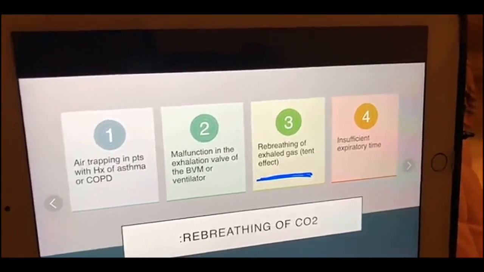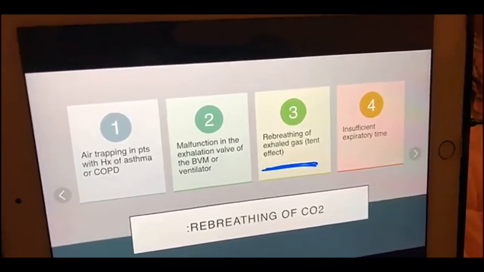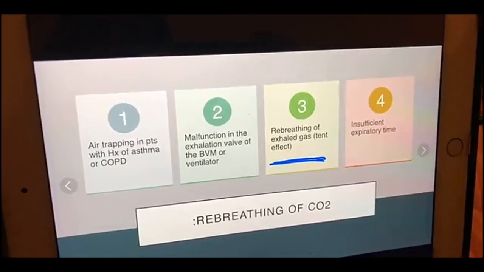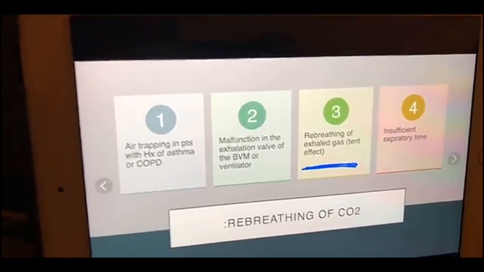It could be a solution, as I said previously, with a panic attack or anxious patient, because they hyperventilate and they are washing out their CO2.